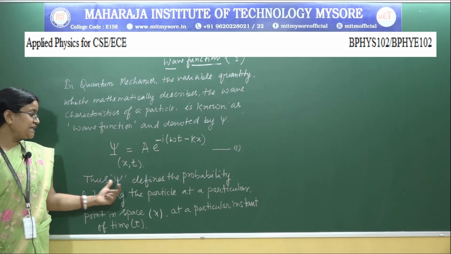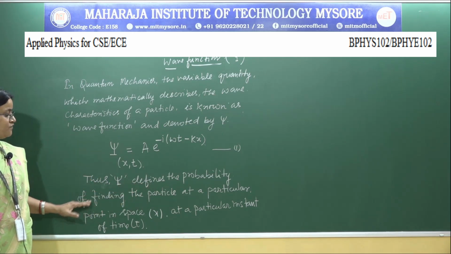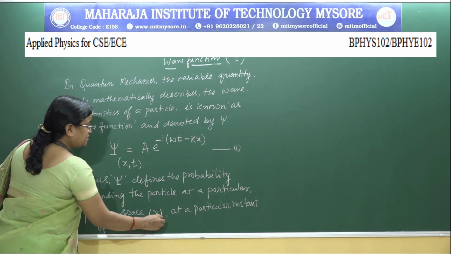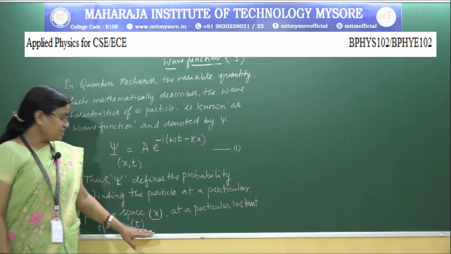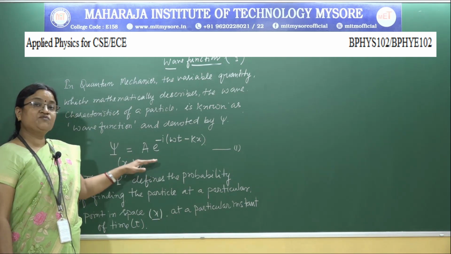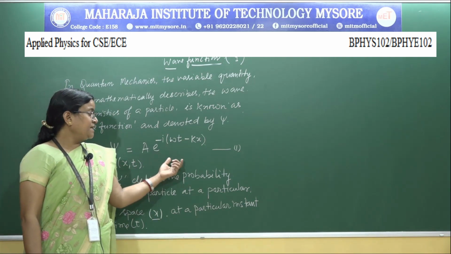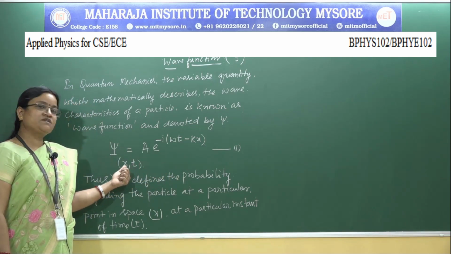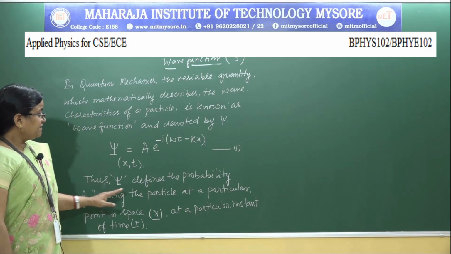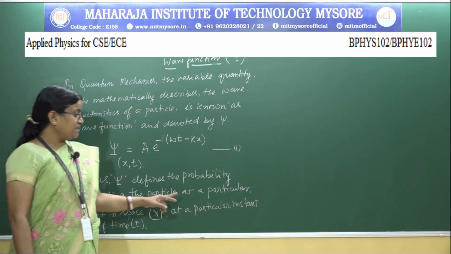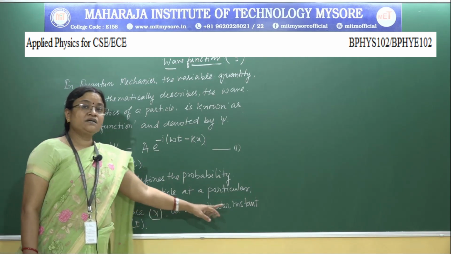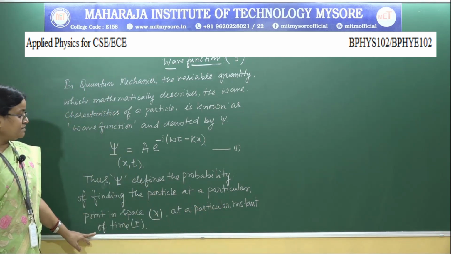So, the psi defines the probability of finding the particle at a particular point in space. This is one dimensional space, so it is x. If the equation is three dimensional, then it is a function of x, y and z. So, psi defines the probability of finding the particle at a particular point in space at a particular instant of time.